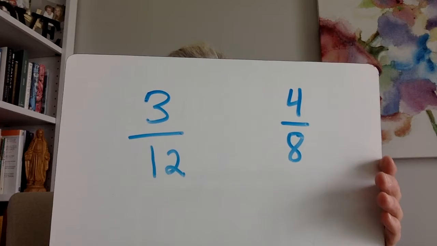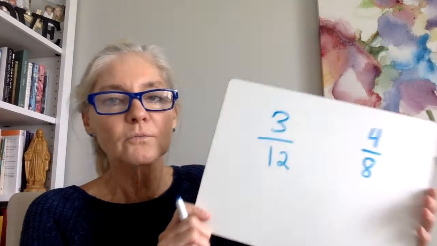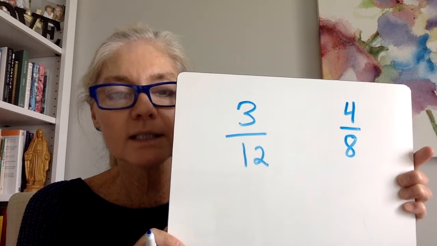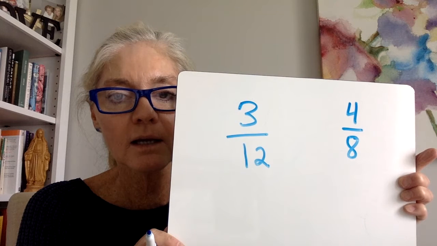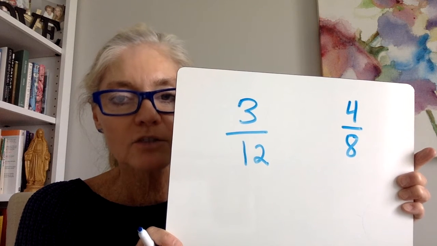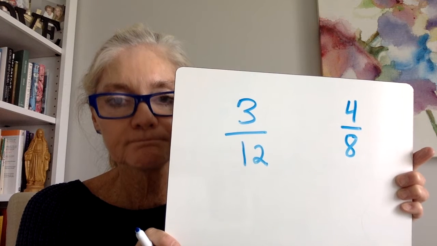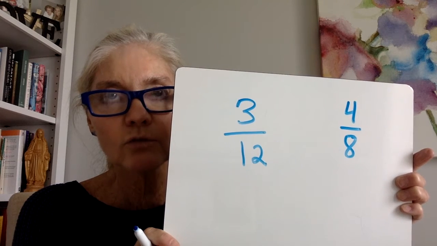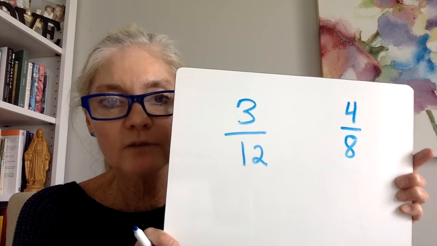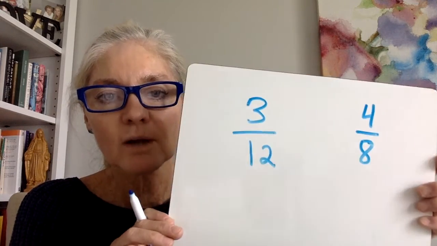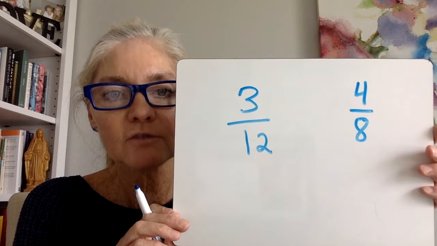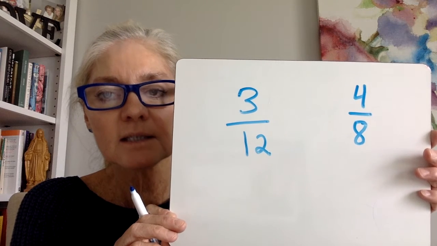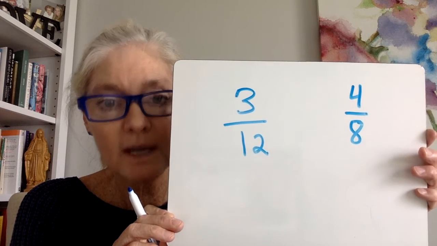So I'm going to show you a way to decide that. The way to decide that is to get both bottom numbers the same. We want matching denominators. So we look at those denominators, 12 and 8. What will 12 and 8 both fit into? Let's do 12 counting by: 12, 24, 36. Let's do 8 counting by: 8, 16, 24. I heard a match, 24.